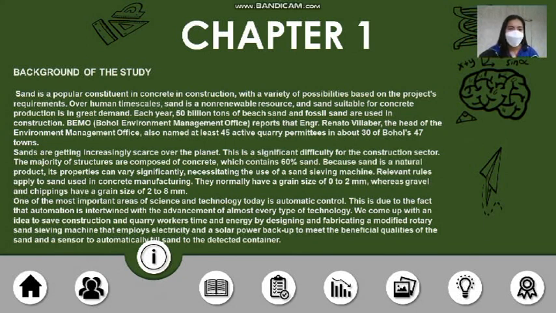Background of our study: sand is a popular constituent in concrete and construction, with a variety of possibilities based on the project's requirements. Over the human timescale, sand is a non-renewable resource, and sand suitable for concrete production is in great demand. Each year, 50 billion tons of sand and gravel are used in construction. The EMO, Environment Management Office, reports that Engineer Renato Delaver, the head of the Environment Management Office, also named at least 45 active quarry permits in about 30 of the 47 towns.